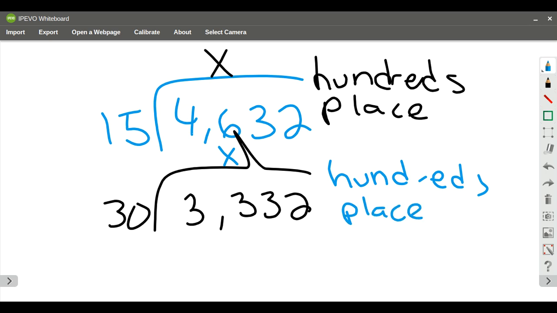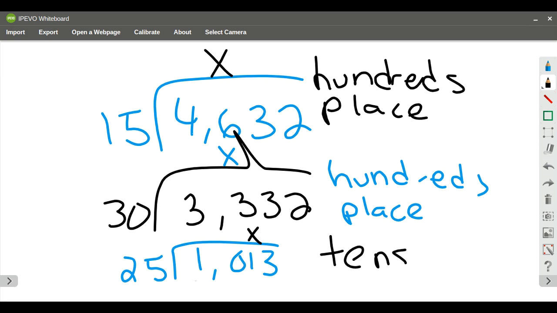Okay. The next one I'm going to take a look at is I have 1,013, and I'm dividing that by 25. 25 is not able to go into 1. 25 is not able to go into 10. But 25 can go into 101. So this is where I'm going to place my first value. If you take a look, I placed my first digit in the tens place value.